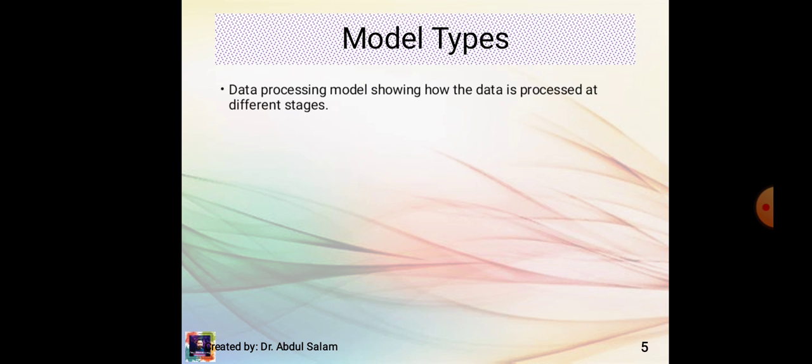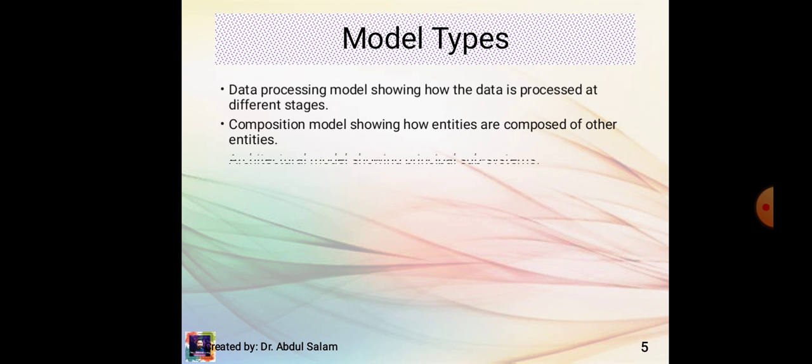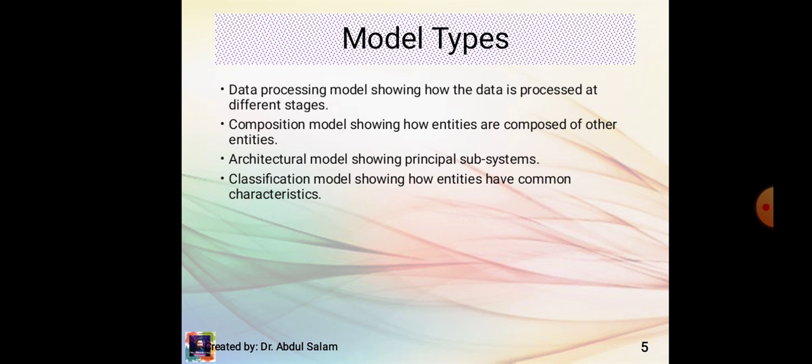Model types. Data processing model showing how the data is processed at different stages. Composition model showing how entities are composed of other entities. Architectural model showing principal subsystems. Classification model showing how entities have common characteristics. Stimulus or response model showing the system's reaction to events.